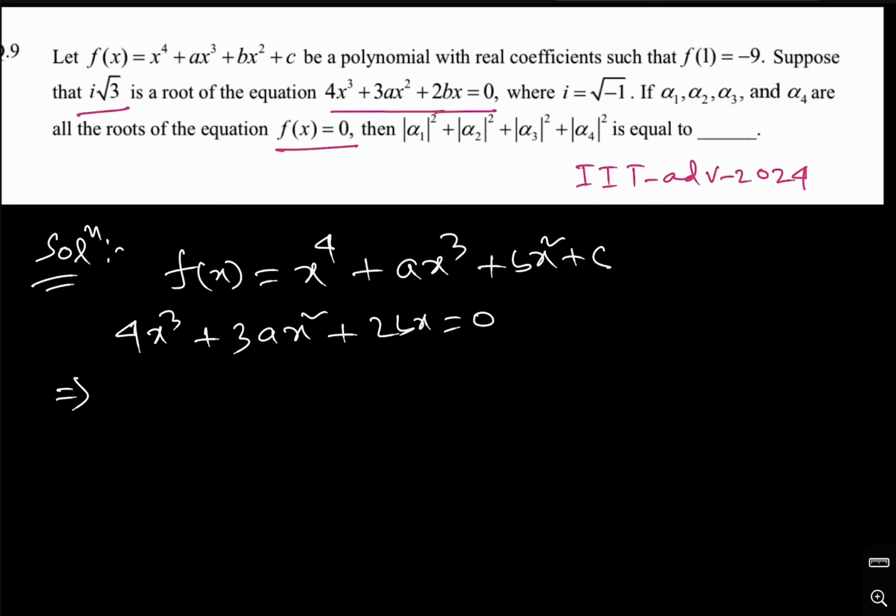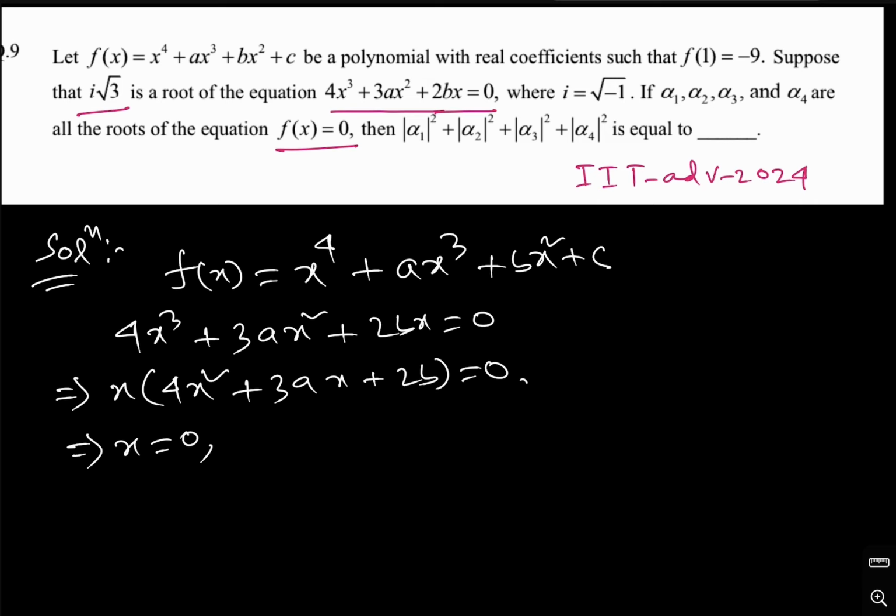Clearly from this equation we can say that x equal to 0 is a root of this third degree equation. If we take x common, then we can easily see that. So one root is 0 and the other roots can be derived from this quadratic equation. There is no need to derive the roots of this quadratic because it is already provided that i√3 is a root of this quadratic equation 1.